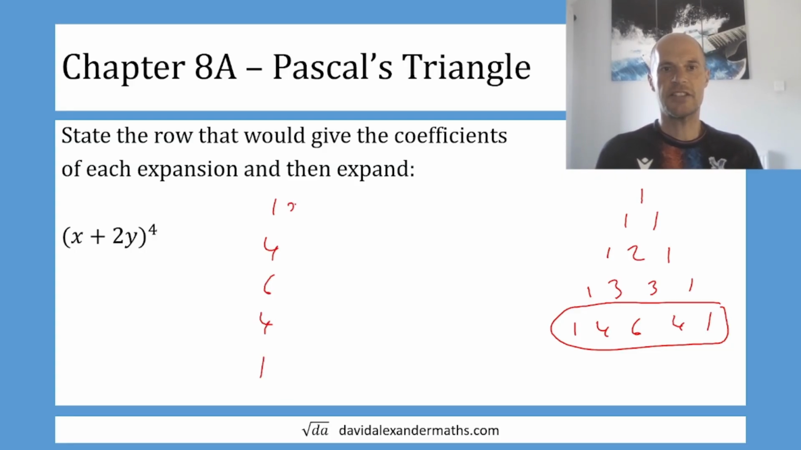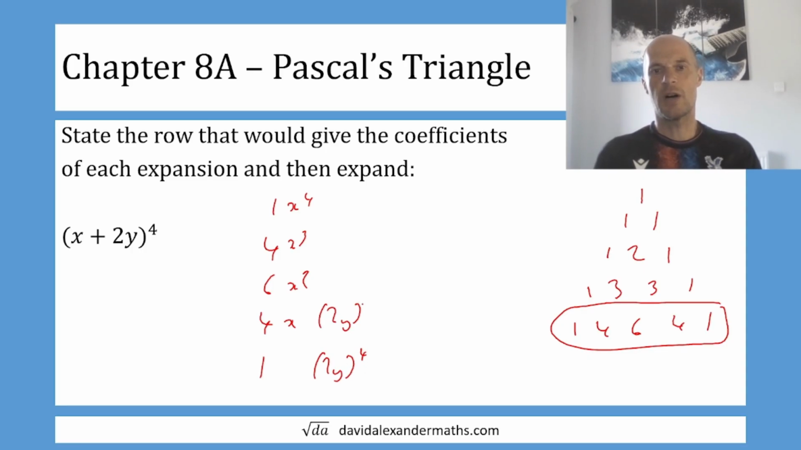So it's going to be x to the power of 4, x cubed, x squared, x, and the opposite for the 2y. So we need to be careful here. It's not 2y to the power of 4. Well, it is 2y to the power of 4, but it's 2y, all of that to the power of 4, 2y cubed, 2y squared, 2y, and then nothing.